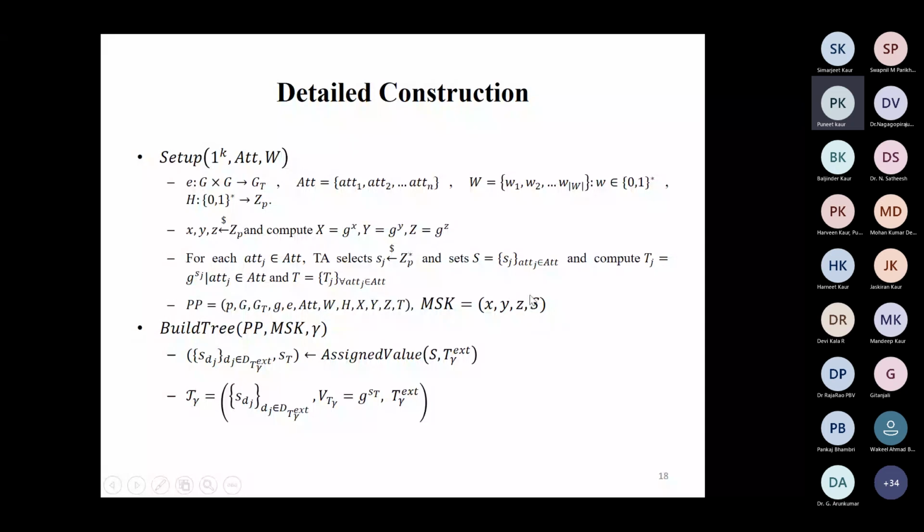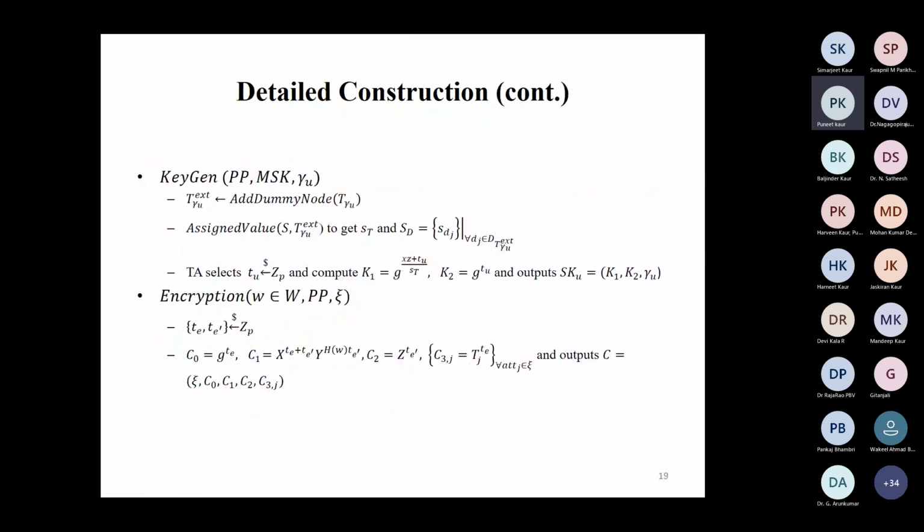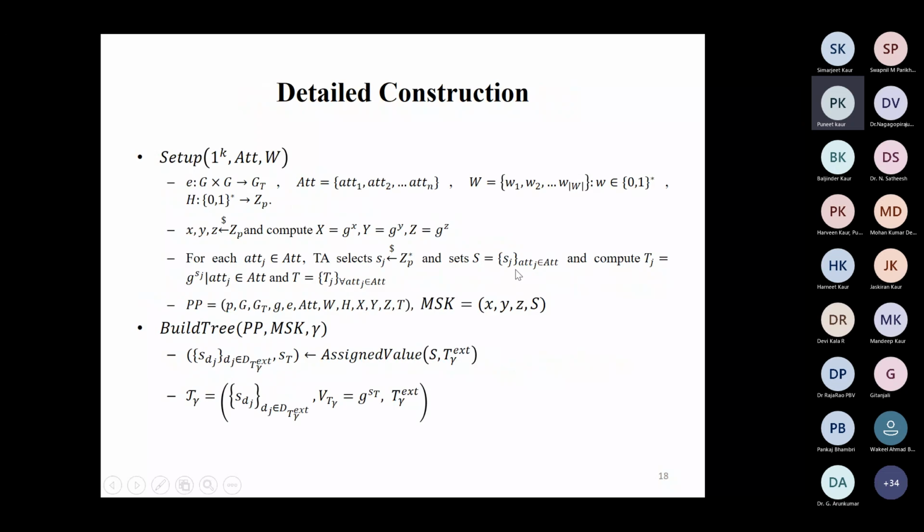Now here is one algorithm. Its detail I haven't mentioned here, but this algorithm will take this set of secret values and the corresponding policy, because it is a build tree algorithm. It will construct the access tree, and for that we have to reconstruct. In between, we have to add some dummy nodes because we want to make every internal node an AND gate, and for that we have to add some dummy nodes.